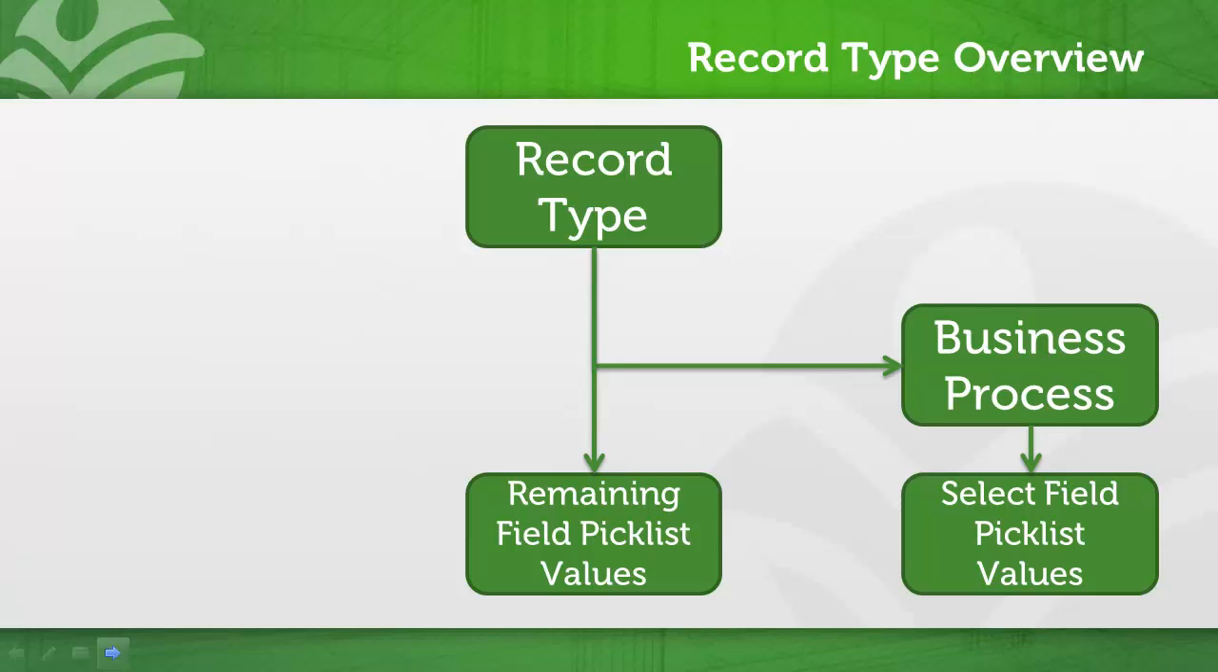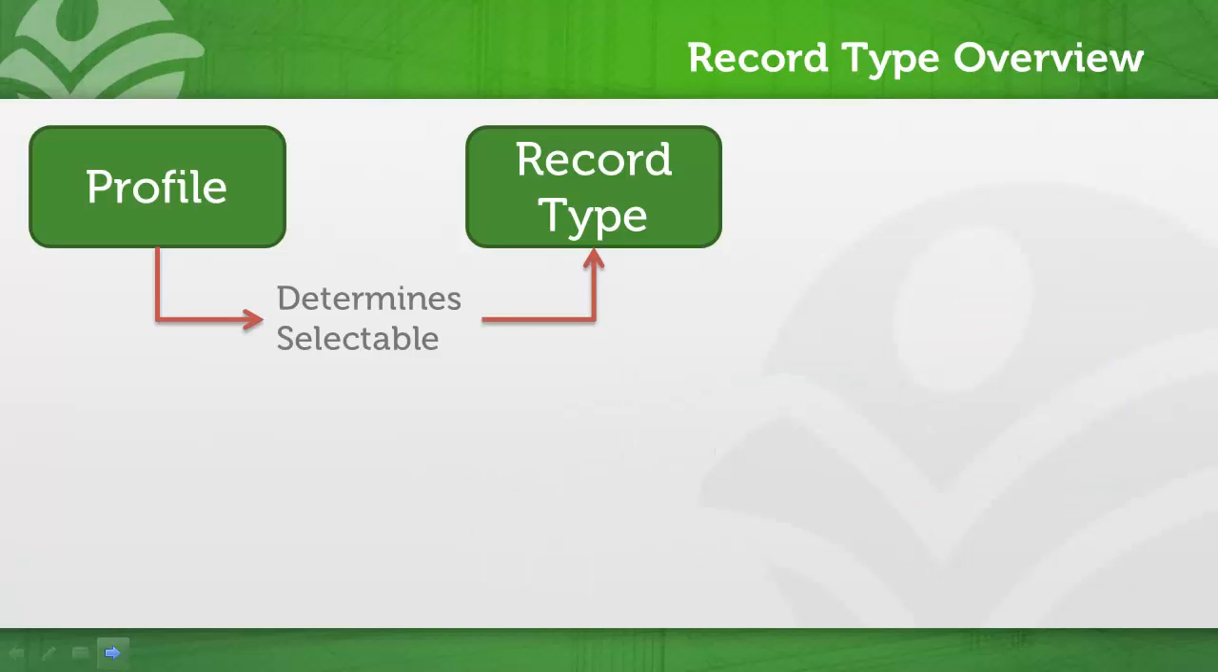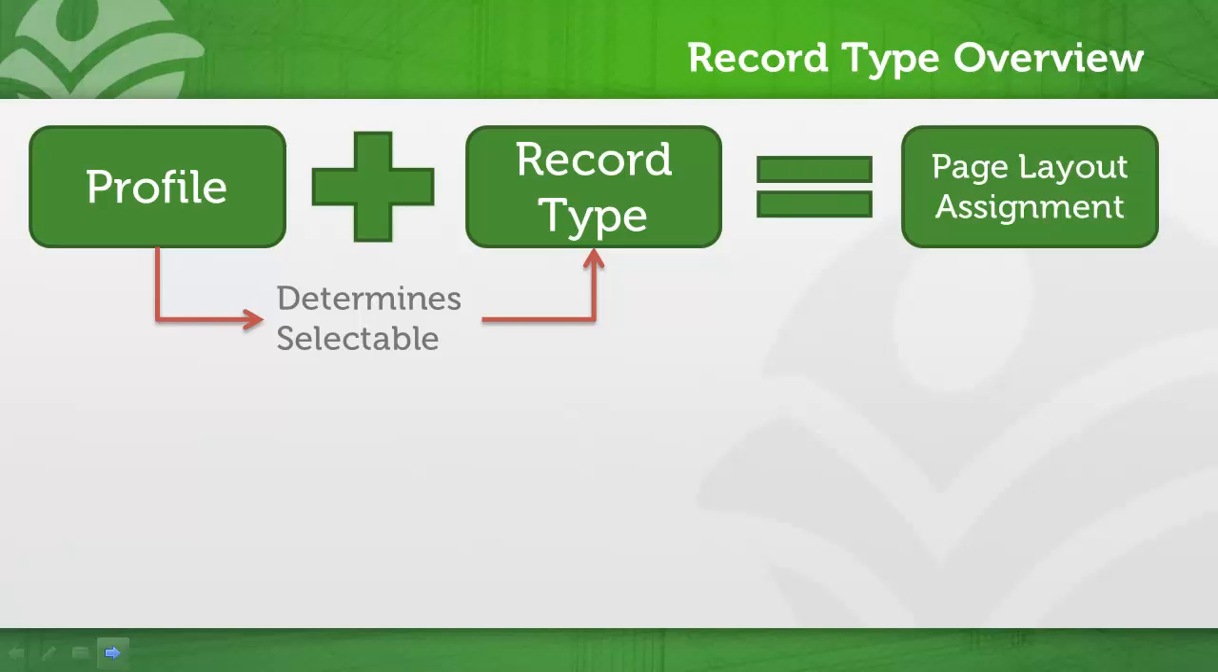A record type can detract selectable pick list values that would normally be displayed to the user. This includes those pick list fields determined by business processes, as the record type determines which business process is selected. The user's profile determines which record type a user can select, and the combination of the user's profile and the record type of the record itself determines which page layout the user is assigned.